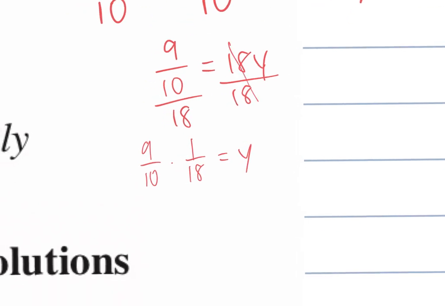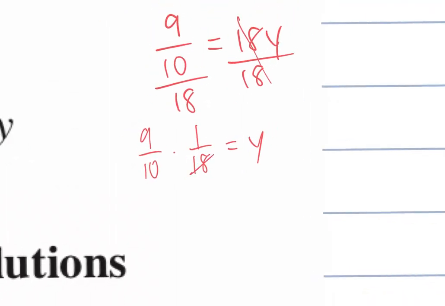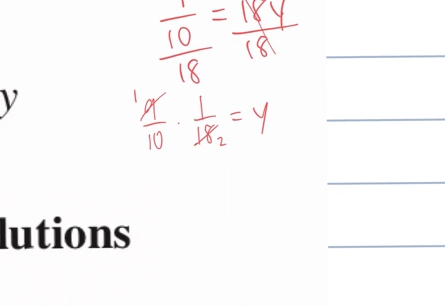Now, from here, a lot of students canceled out the 18 and the 9, and they found a common factor of 9. This becomes a 1, and the 18 becomes a 2. So now we have 1 times 1, which is just 1 in the numerator, and 10 times 2, which is just 20 in the denominator. So your answer is 1 over 20.